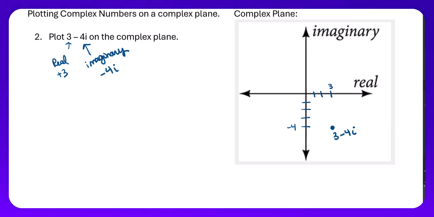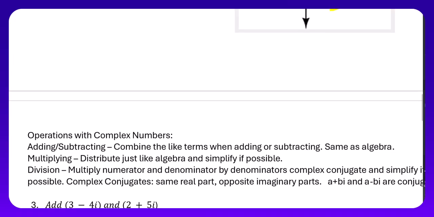Okay, here's something that's unique to complex numbers. We consider this one complex number, but there's 2 pieces to it. So when we plot, we use the 2 pieces to plot the one number. All right.